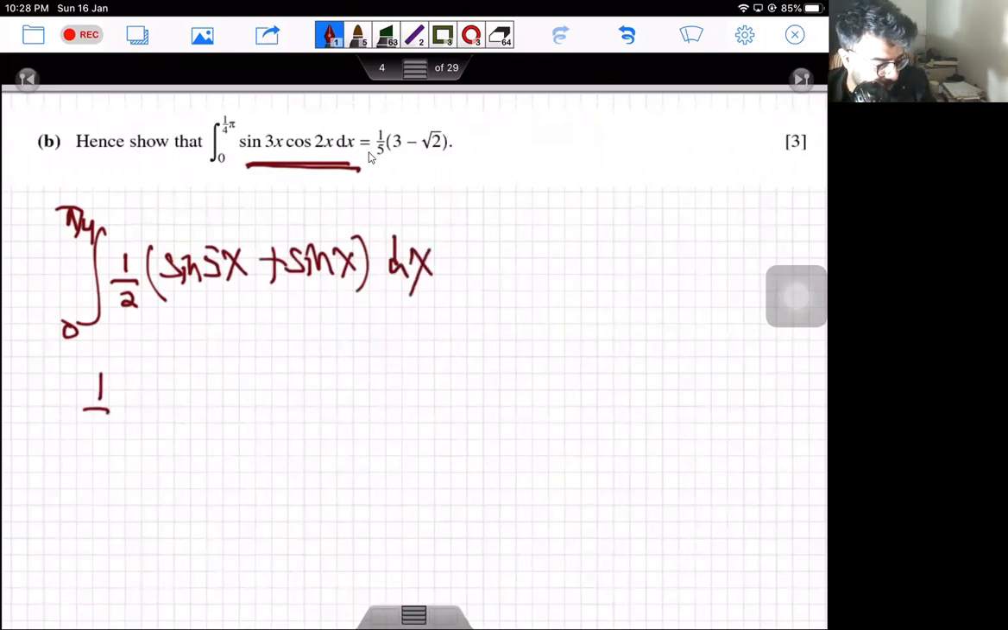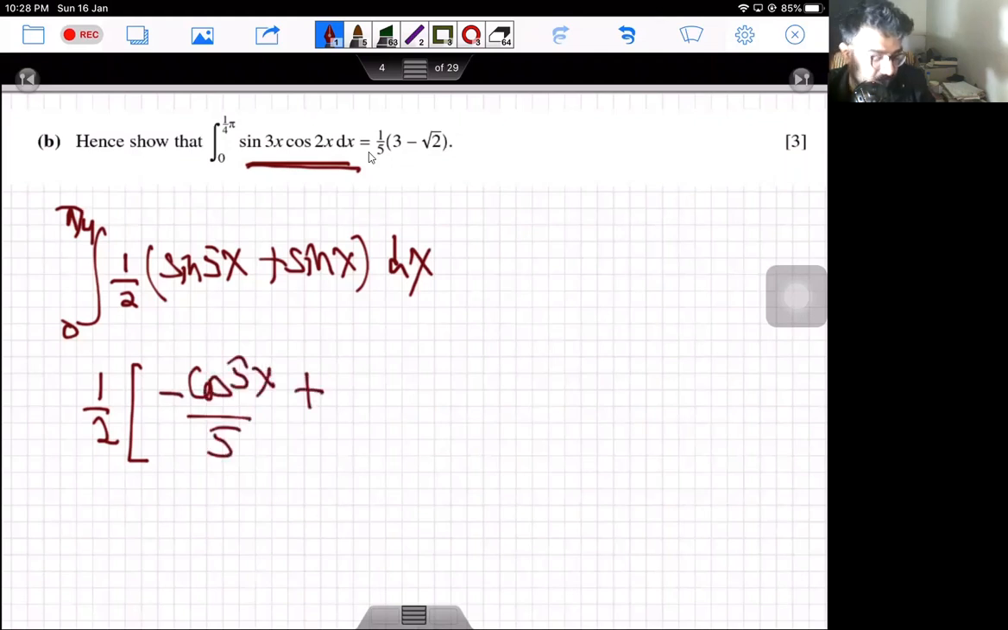So 1 over 2 is a constant on the outside, and when sine is differentiated, it gives you cos. So when sine is integrated, it gives you minus cos. So when sine 5x is integrated with respect to x, it will give you minus cos 5x divided by 5. And when sine x is integrated, it will give you minus cos x. And you don't need to add plus c because you are dealing with a definite integral, upper limit pi over 4 and lower limit 0.